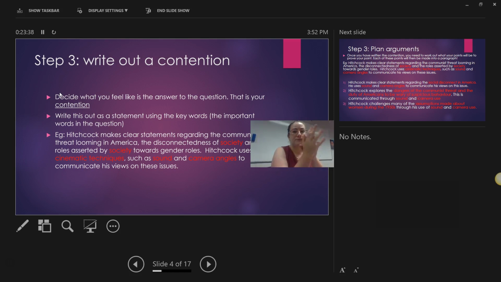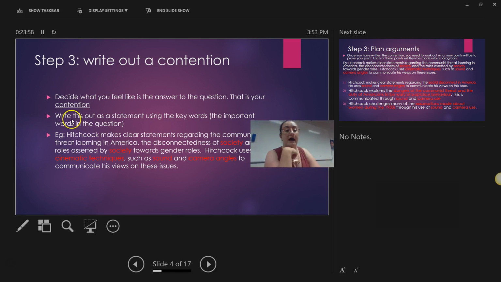We've got to keep moving. This is really good stuff. You're hearing this now because you need to work on it. So write out your contention, work out what you're going to do, make it a clear statement, and use those keywords. The keywords that you saw in the question, directly sub them into your contention.